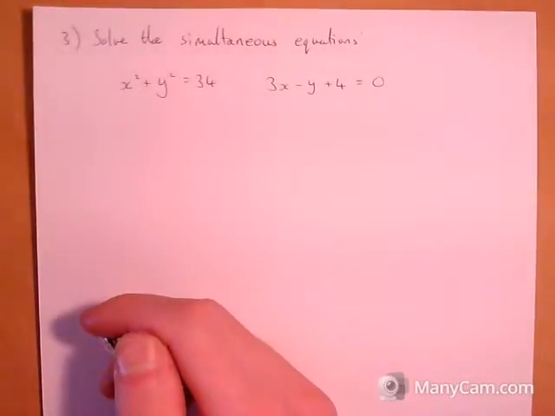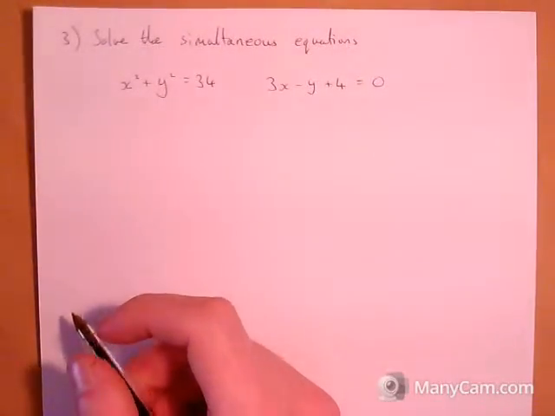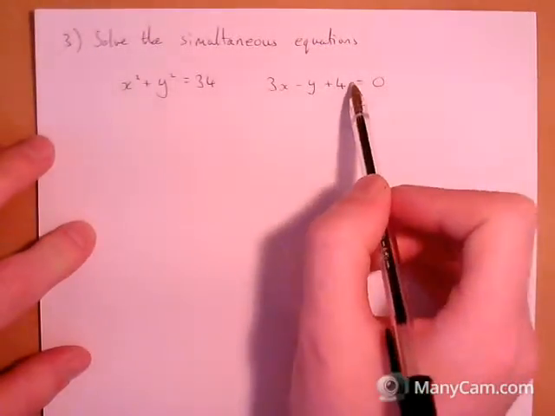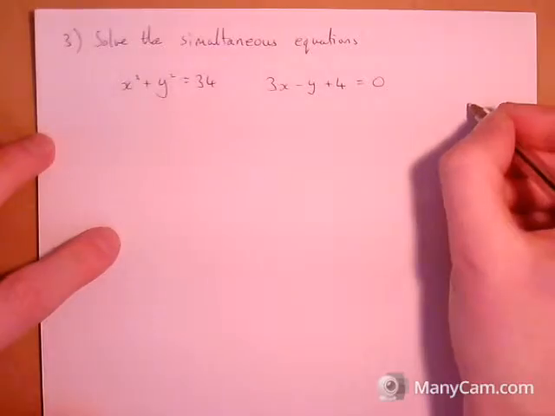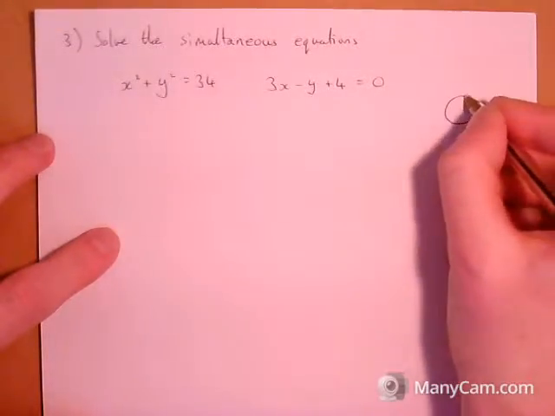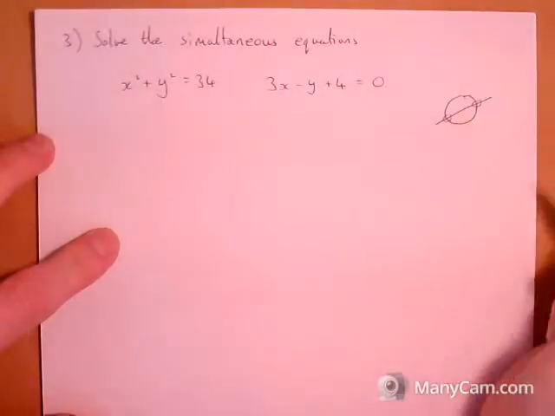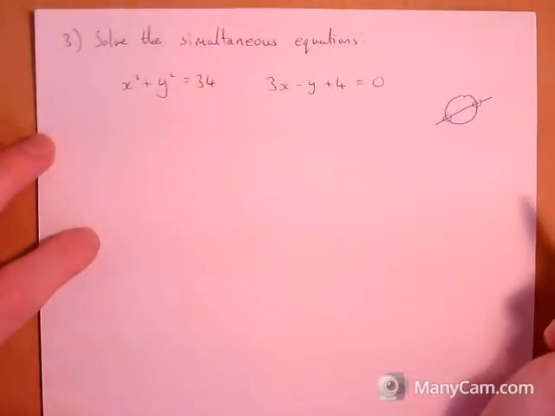Okay, question 3 is about solving simultaneous equations. We've got the equation of a circle here, and we've got the equation of a straight line here. So our graphs, if we were going to draw them, might look something like this. So we're going to end up with two solutions, two x values and two y values.